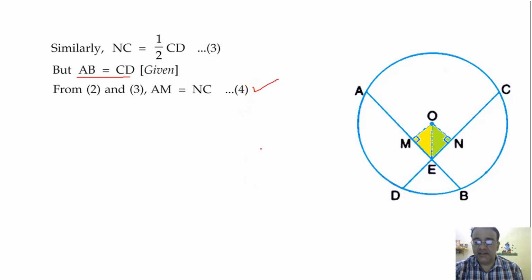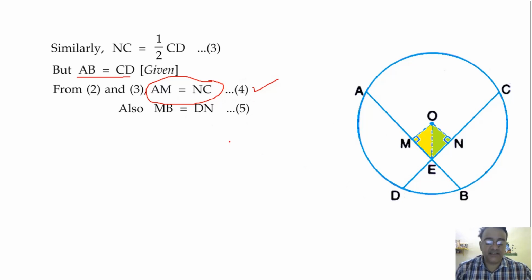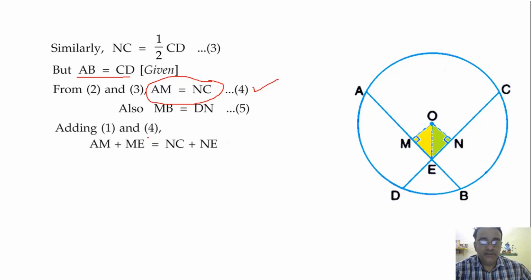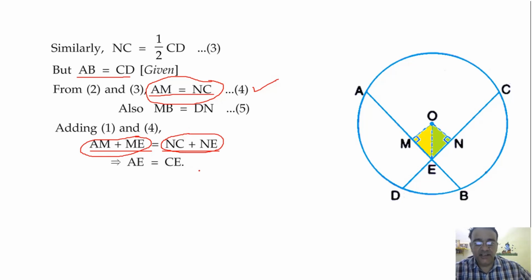Up to this step, is there any doubt here? No, sir. Okay. Now what we will do, we will add ME is equals to NE to this. Similarly, MB is equals to ND because perpendicular bisects the chord. So now we will add AM is equals to NC and ME is equals to NE. So we'll get this one. So if you add these two, what you will get? AE. Right. If you add these two, what you will get? CE. Very good. So AE is equals to CE.